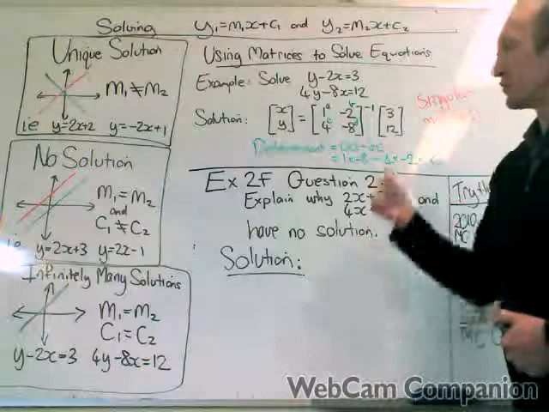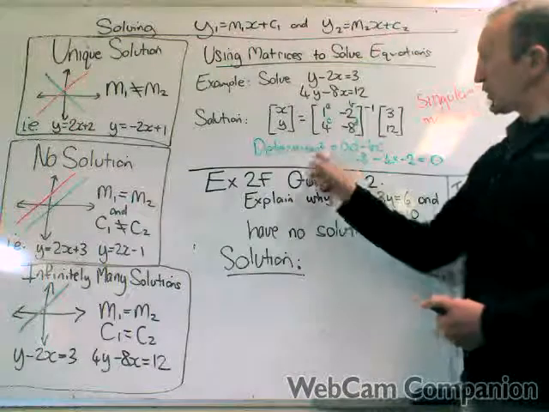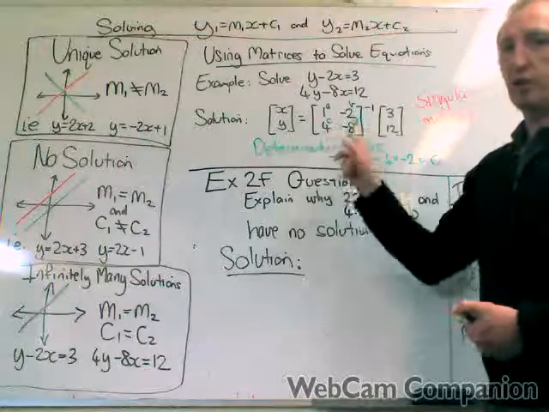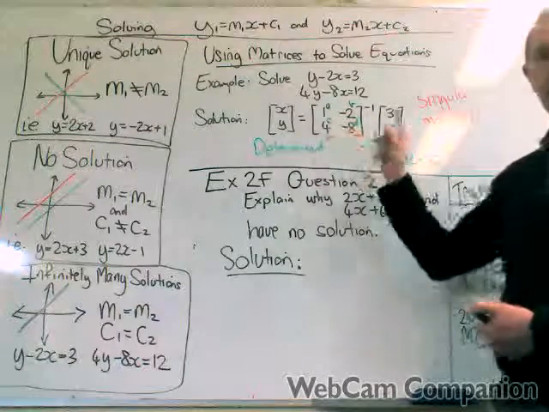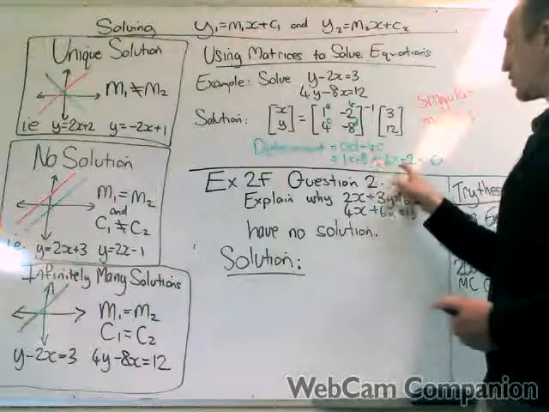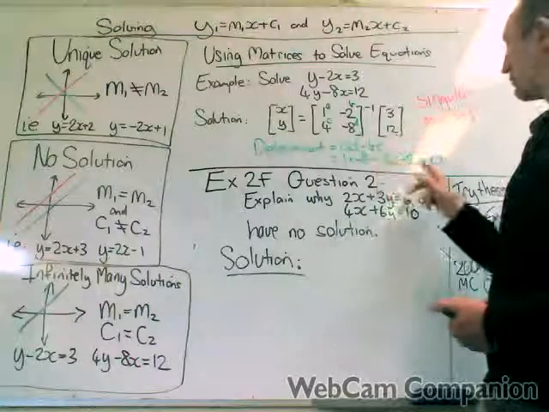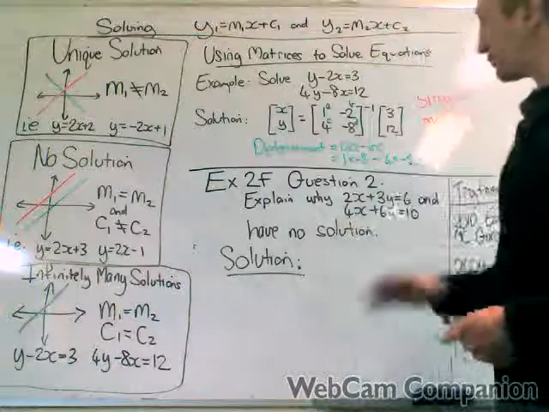Another thing to note here, and this is a quick way to determine whether there's a solution or not, is to look at the determinant of the matrix. The determinant of the matrix is A times D minus B times C. In this example, 1 times minus 8, take away 4 times minus 2, negative 8 plus 8, 0. So if we get 0 for the determinant, there is no unique solution.